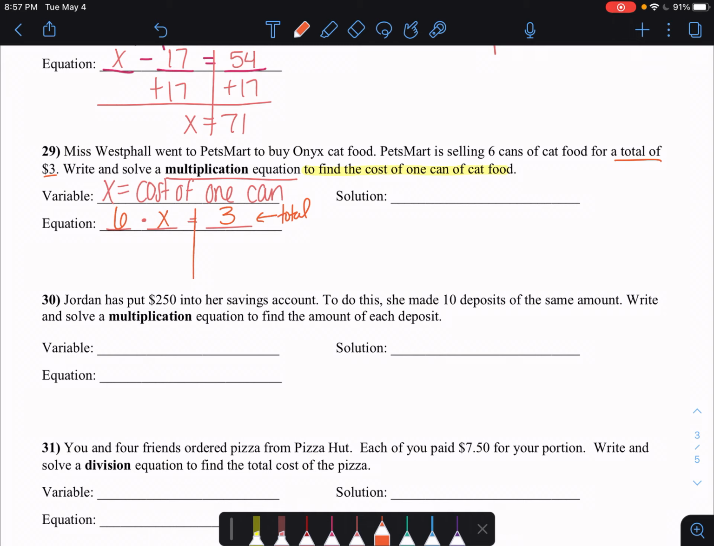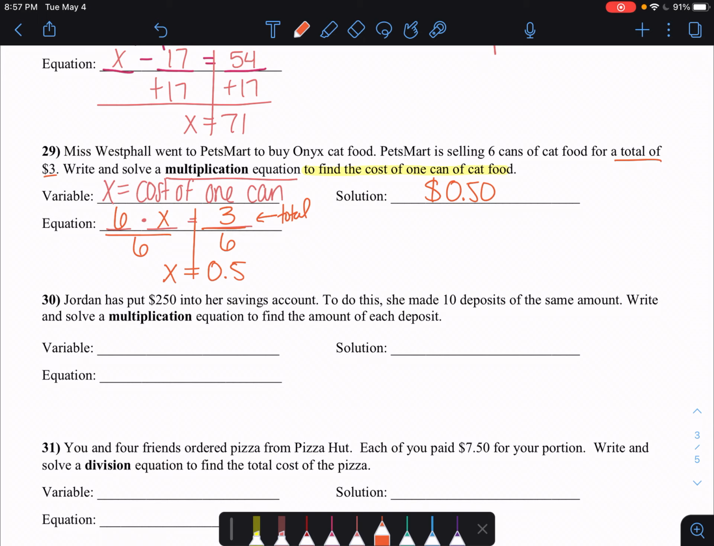So 6x equals $3. And to solve, I'm going to divide by 6 on both sides. And I get x equals 0.5. 0.5 is going to be 50 cents. Remember that money goes to 2 decimal places.